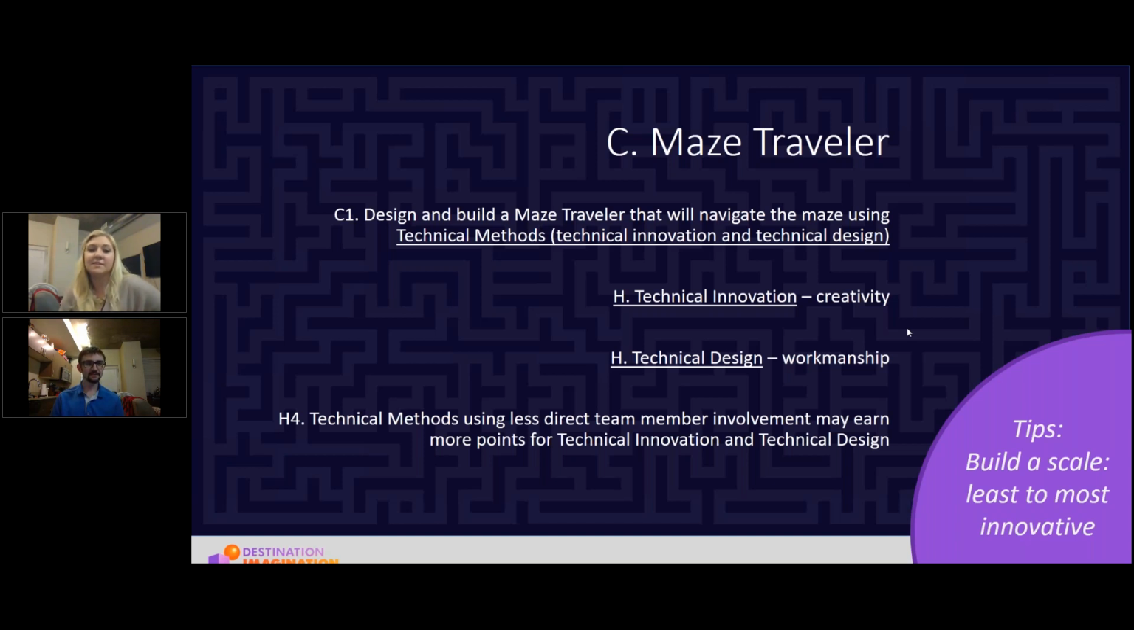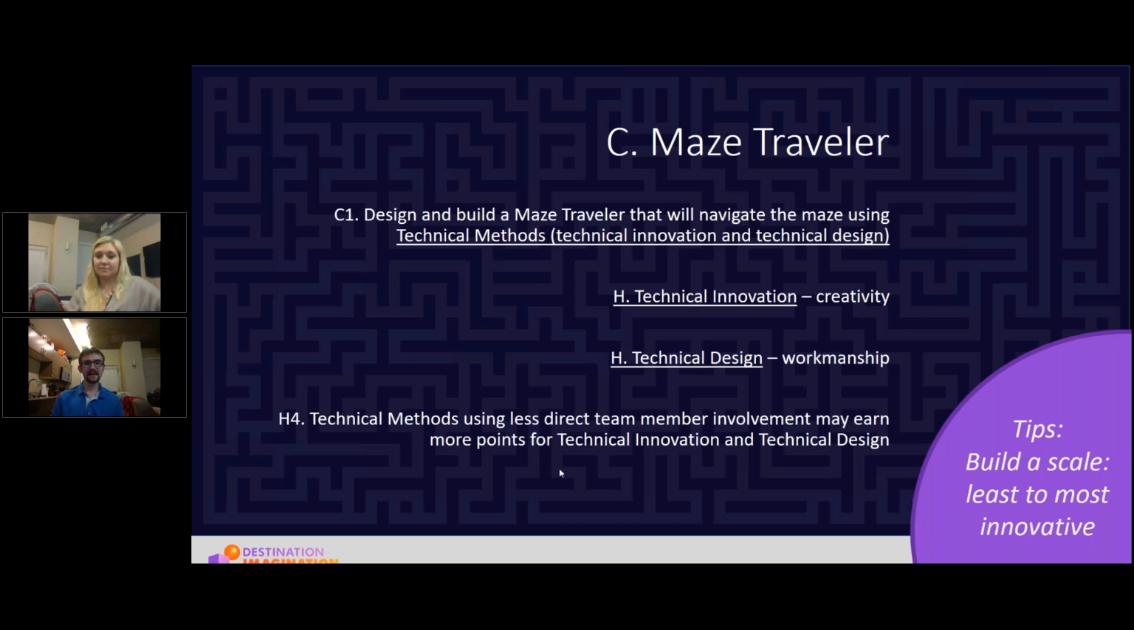And again, technical innovation and technical design are based on level. So for an elementary level team, innovation looks different than for a senior level team, right? It's what's brand new to them, not what's brand new in the world. So we're looking for what's brand new technically for an elementary level team or a middle level team or a senior level team. And that goes along with design as well. Pristine design looks much different for an elementary level team than it does for a senior level team.